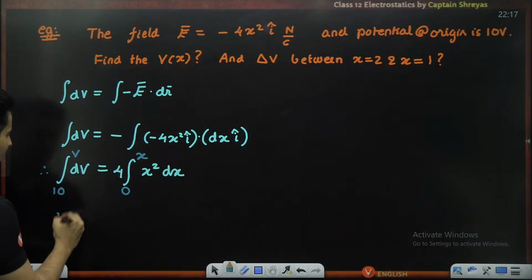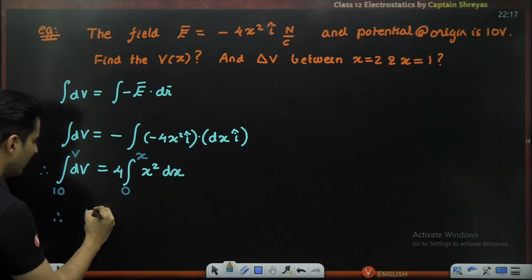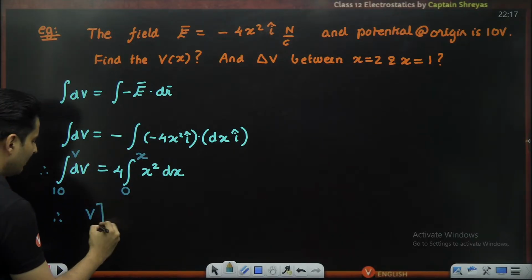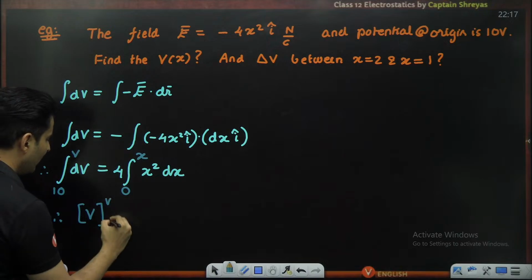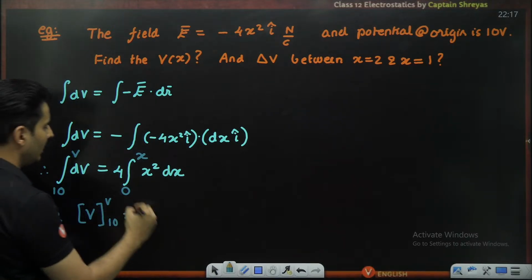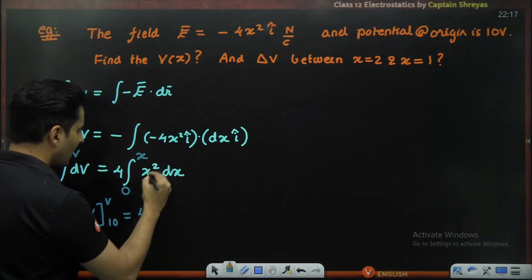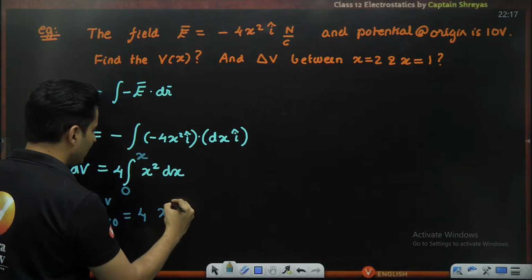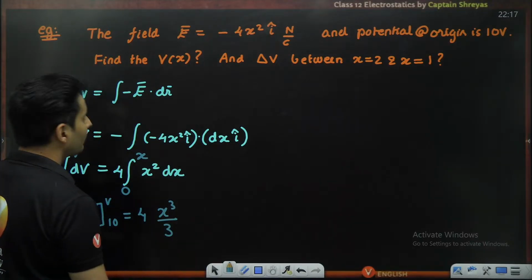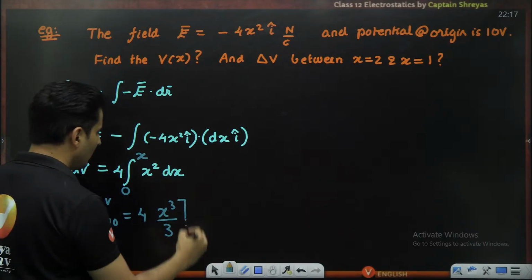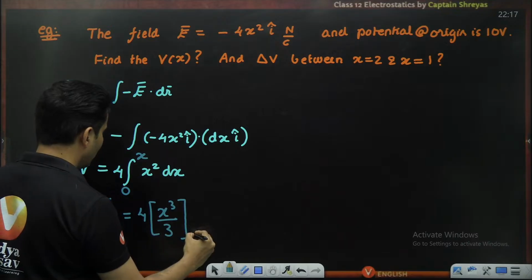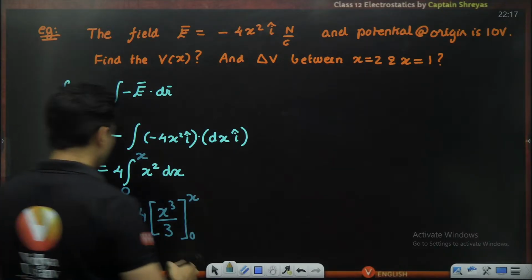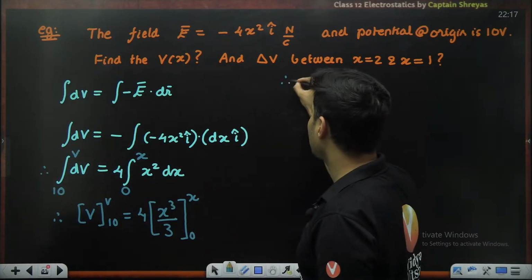So let's see. Integration of dv is v only. So v will be the integral. Put v and 10 over here, upper and lower limit. 4 is as it is. X square's integration is x cube by 3, nothing but x cube divided by 3. I'll put 0 over here and x over here. Let's see what happens after the integration.